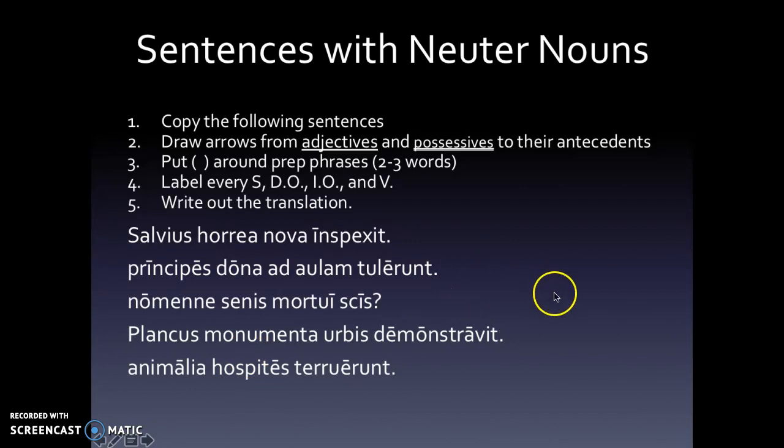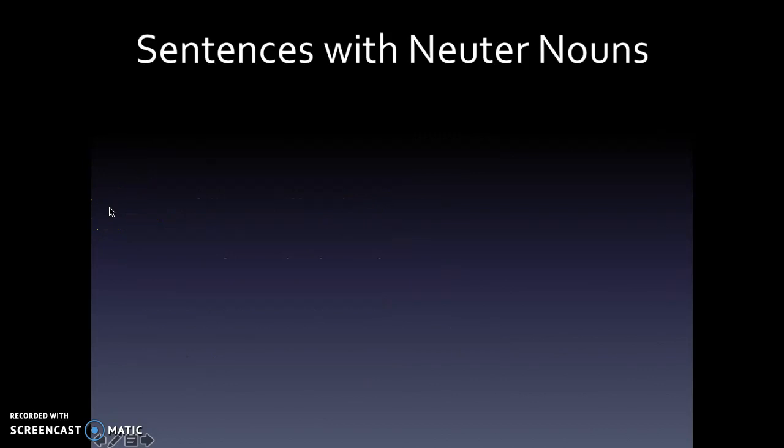All right, let's do some more complicated examples. In a moment, pause the video, copy down these sentences. If there are any adjectives, underline them and draw an arrow to their antecedent. If there are any possessives, also known as genitives, do a double underline and draw arrows to their antecedents. Put parentheses around any prep phrases. Those could consist of 2 or 3 words. It'll be 3 words if there is an adjective or a possessive modifying the object of the preposition. Everything that's left over, label it as a subject, a direct object, an indirect object, or a verb, and then write out your translation.